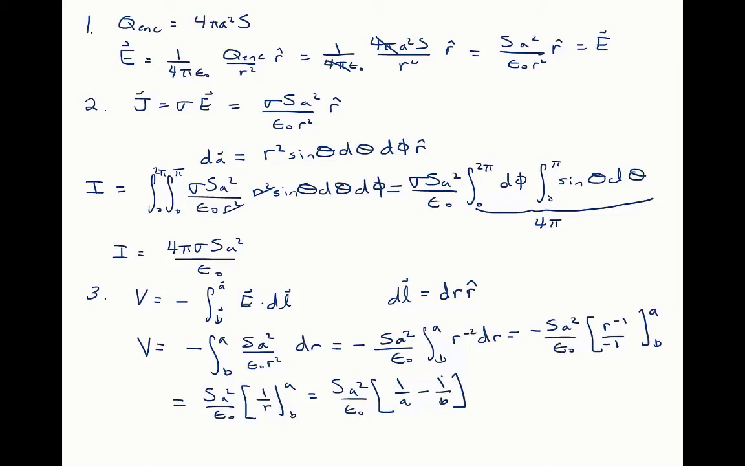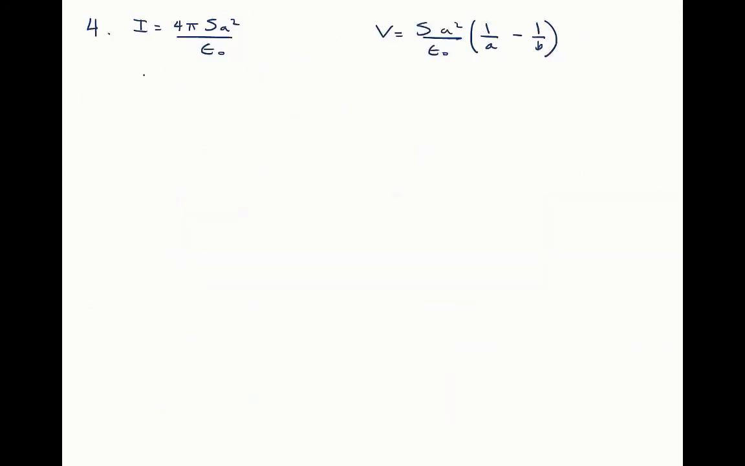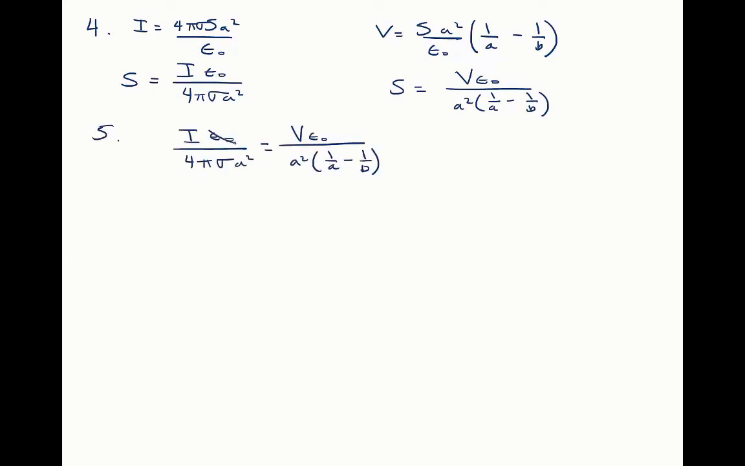Alright, step 4, we want to solve each of our expressions for S. Okay, so I rewrote our expressions for current and potential. Do a little rearranging. Okay, we have both of our expressions. Okay, let's set these expressions equal to each other. Well, these epsilon naughts cancel. These a squareds cancel.